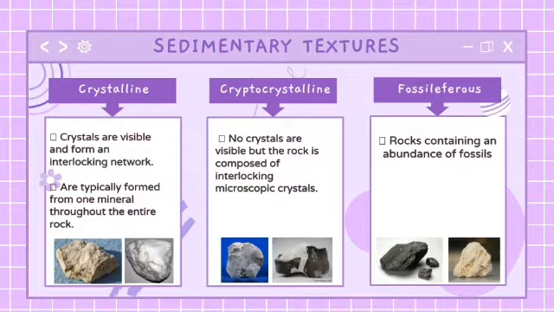And the last one of the types of texture in sedimentary rocks is fossiliferous. This type of texture are rocks containing abundance of fossils. The matrix may be either crystalline, cryptocrystalline, or clastic. Examples are coal and fossiliferous limestone.